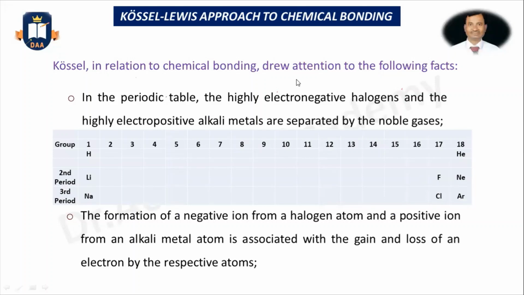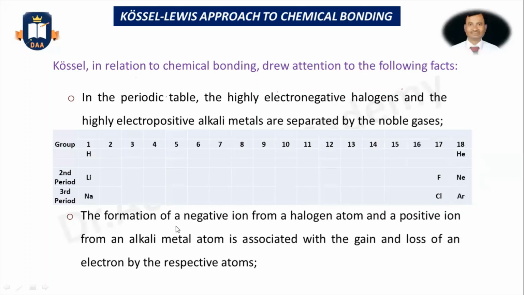KÖSSEL drew attention to the following facts. In his view, in the periodic table the highly electronegative halogens and the highly electropositive metals are separated by the noble gas. You see, group 17 is the halogens, highly electronegative, and this is group 1, the alkali metals, lithium, sodium. Group 17 and group 1 are separated by group 18. Group 18 contains the noble gases.